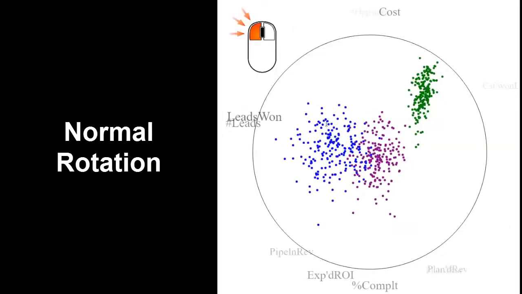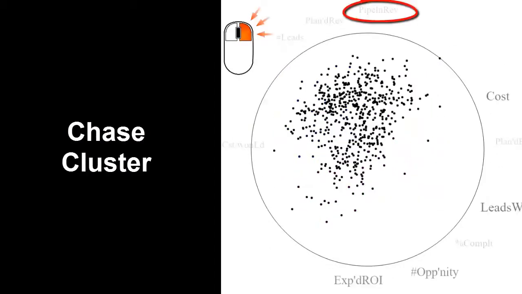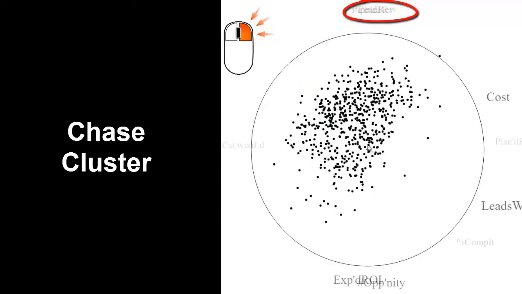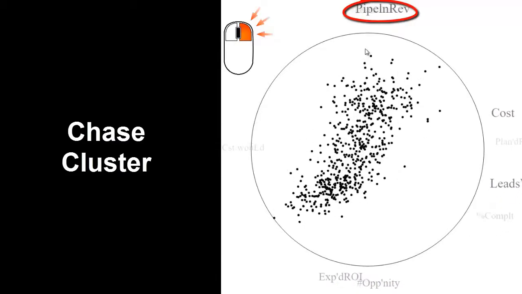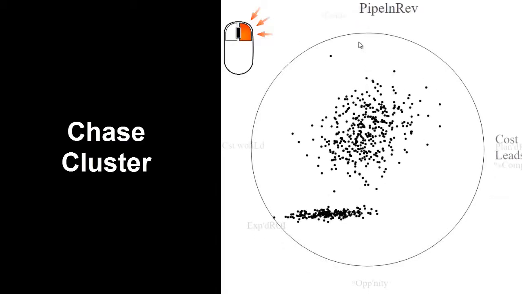Our trackball supports the following interactions. Users can rotate the trackball while pressing the left mouse button down. Users can also quickly increase the weighing of certain attributes by moving toward it while pressing the mouse right button down. Here, the size and opacity of pipeline revenue have increased and two clusters form.